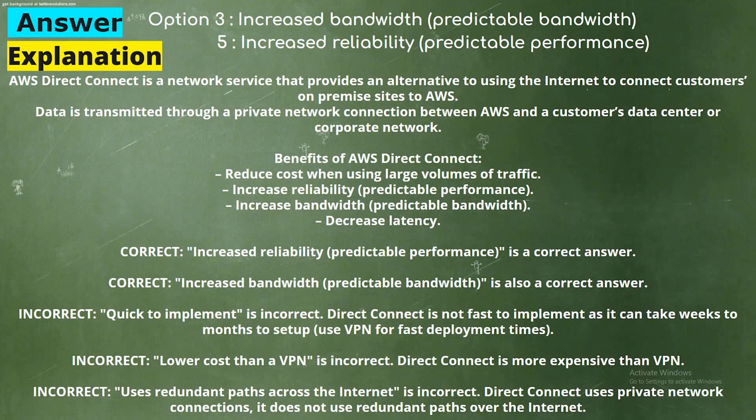Incorrect. Quick to implement is incorrect. Direct Connect is not fast to implement as it can take weeks to months to set up. Use VPN for fast deployment times. Incorrect. Lower cost than a VPN is incorrect. Direct Connect is more expensive than VPN. Incorrect. Uses redundant paths across the internet is incorrect. Direct Connect uses private network connections. It does not use redundant paths over the internet.